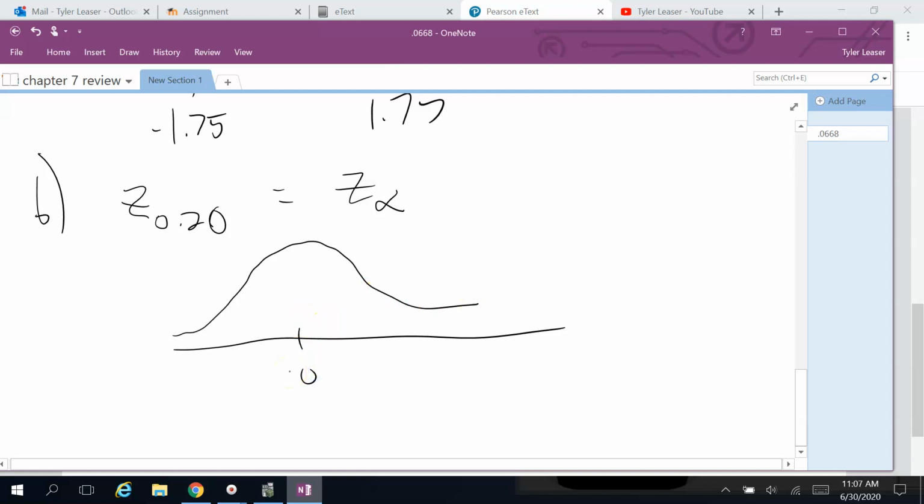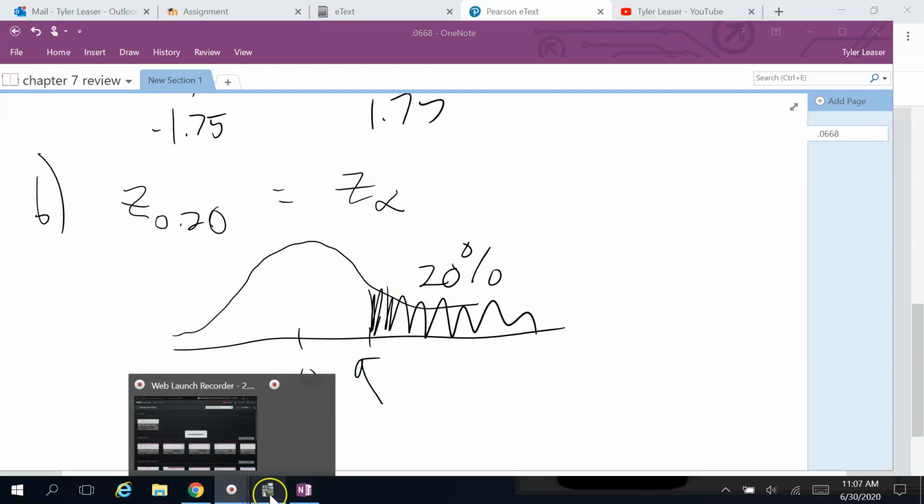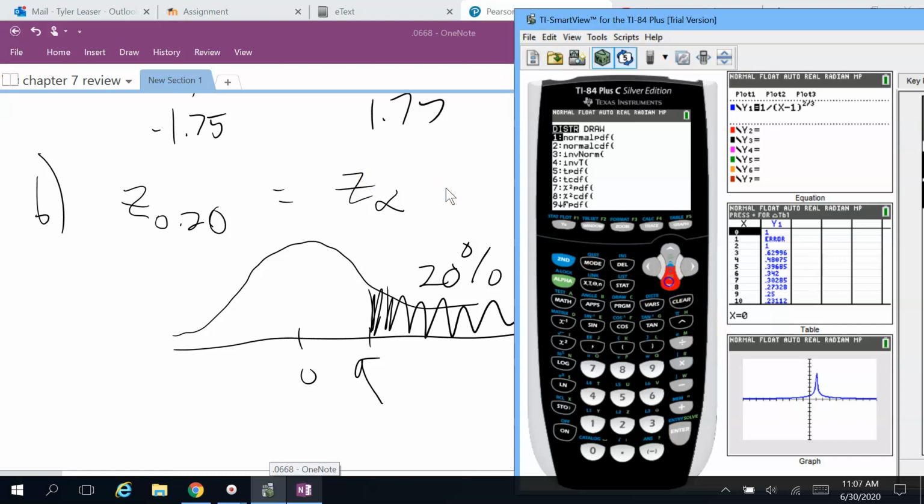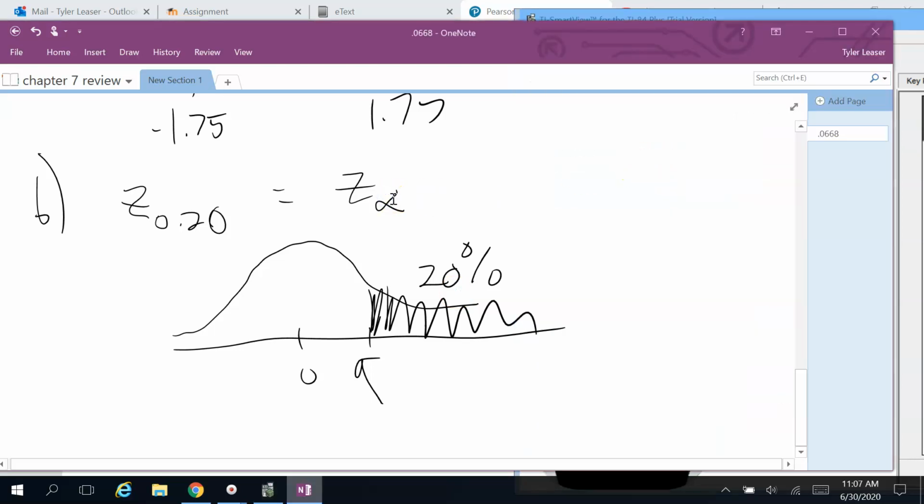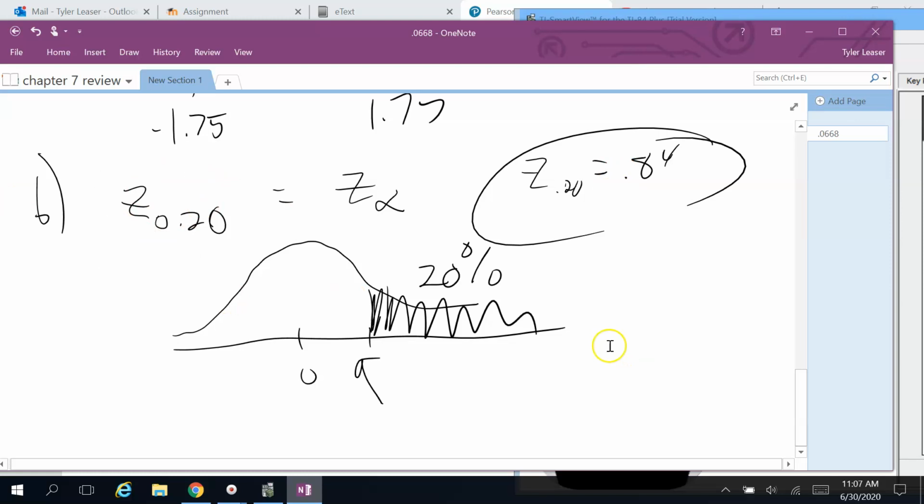If we have the mean at 0, z sub 0.2 is looking for the z-score where the area to the right is 0.2. So it has to be out here somewhere, and the area in this tail represents 20% or 0.2. To find this z-score, we're going to do another inverse norm. Second, distributions, inverse norm. The area to the left is going to be 80%, and then the mean is still 0, standard deviation is still 1. So we get 0.84. So z sub 0.20 is 0.84. It's just the z-score that cuts off the top 20%.